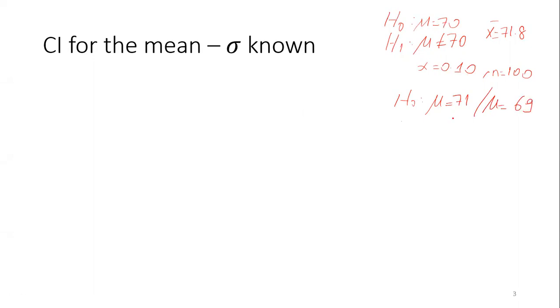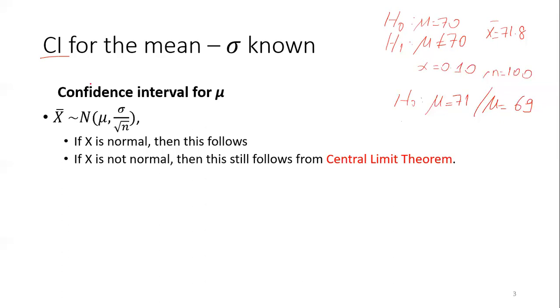So is there a way to get an interval over which, if you make the hypothesis test, you won't reject the hypothesis, and outside that interval, you will reject the hypothesis? That is what we call a confidence interval. Okay, we will give the exact definition, but for now, you can think about the confidence interval as a shortcut for making the hypothesis test.